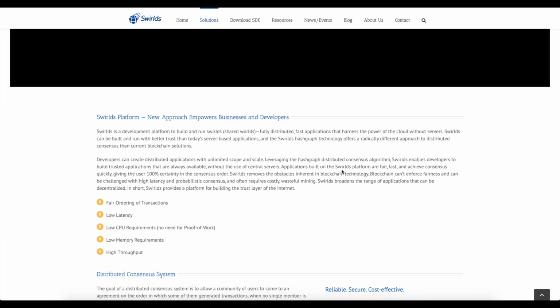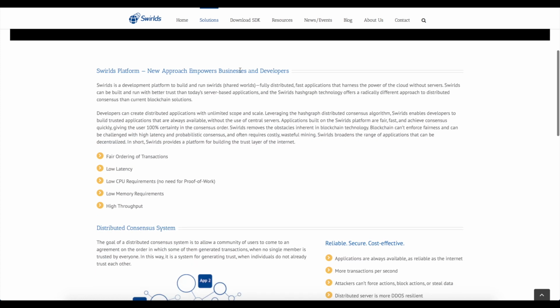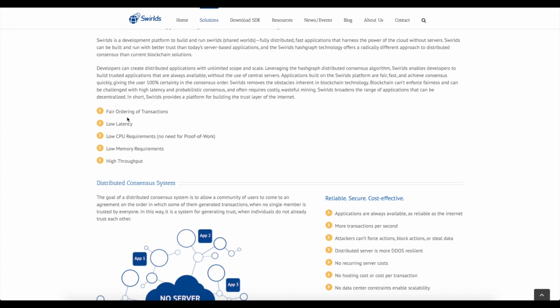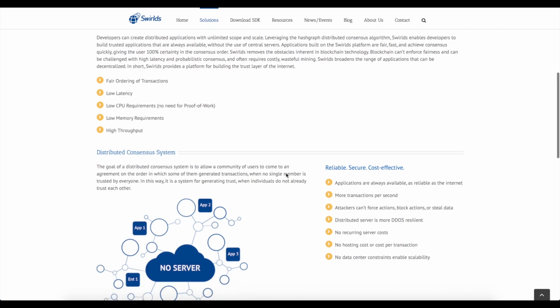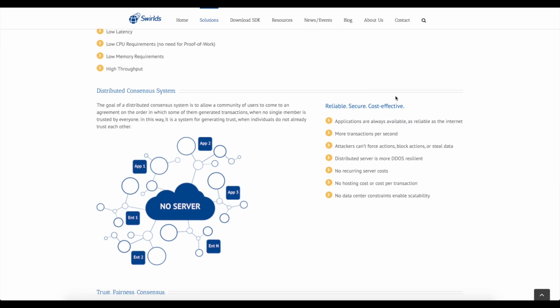So let us see what they are saying briefly. New approach empowers business and developers. They are giving fair ordering transaction, which I already explained to you guys. Low latency, low CPU requirements, no need of proof of work, low memory requirements, high throughput. So absolutely amazing, guys. So let us see what else.